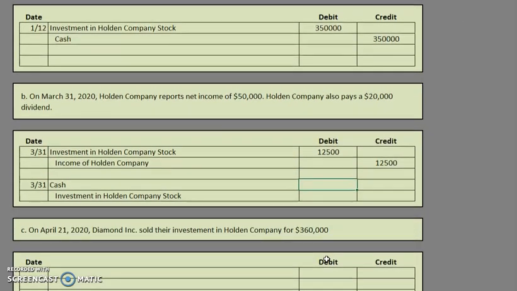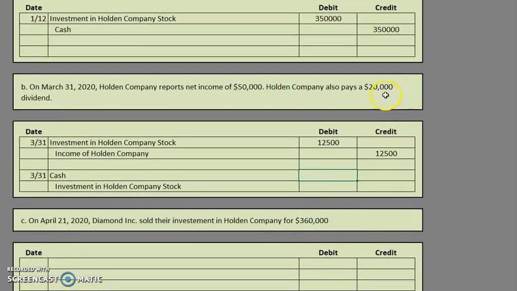All right, let's talk about the amount here as well. It says that they paid a $20,000 dividend. Keep in mind that that is a total. We only get 25% of that because we only own 25% of the shares. So we're actually getting a $5,000 dividend.